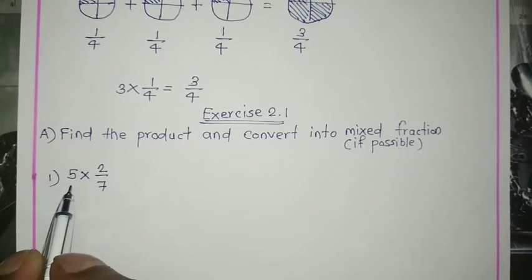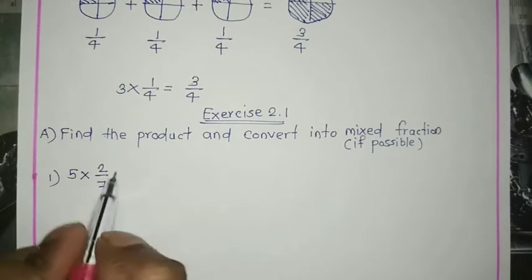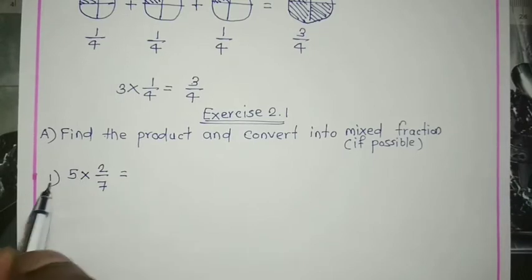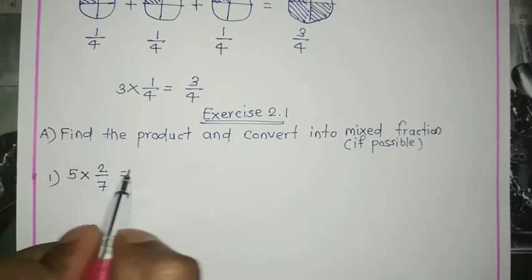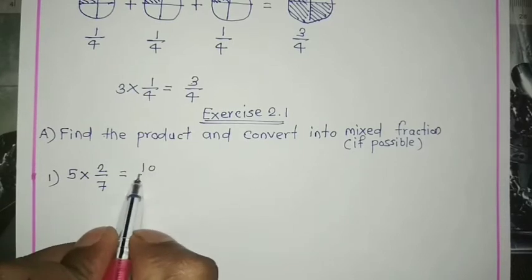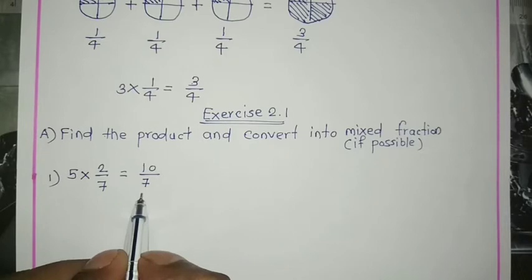First we have to find the product, and then if possible, convert into a mixed fraction. So how to solve this first example? We have to multiply 5 into 2. How many? 5 into 2 is 10, divided by 7. So your answer is 10 divided by 7.